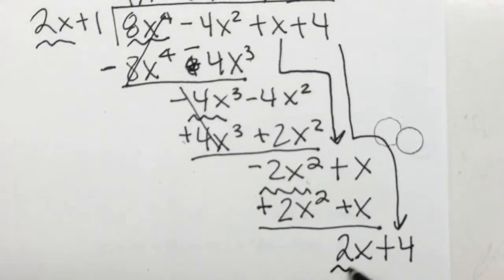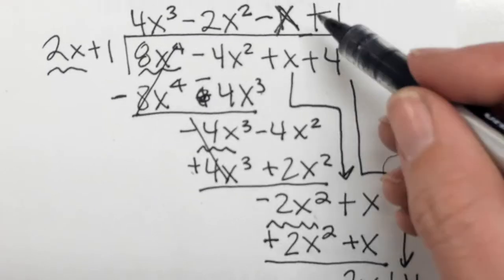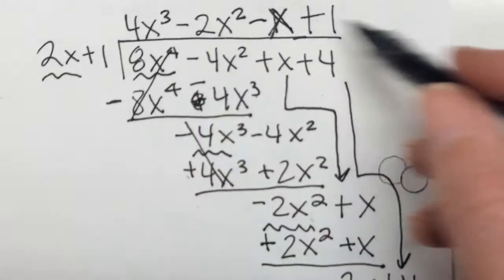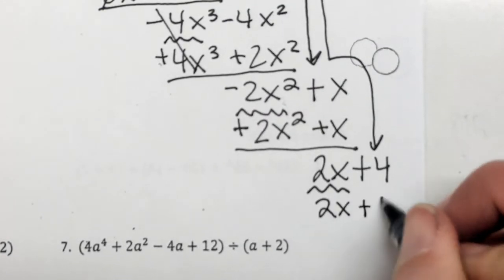Alright, look at the first two terms. What do we need to multiply 2x by to get 2x? 1. Good. That's a plus 1 up there. What's 1 times 2x? 2x. And 1 times 1? 1. We need to do what?